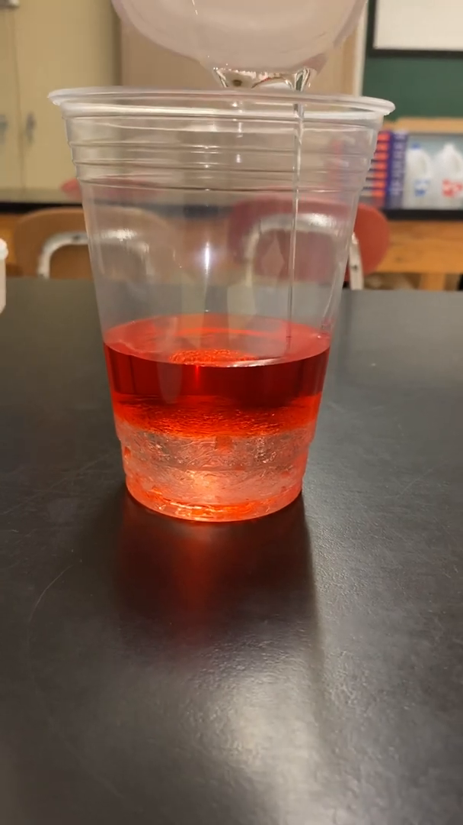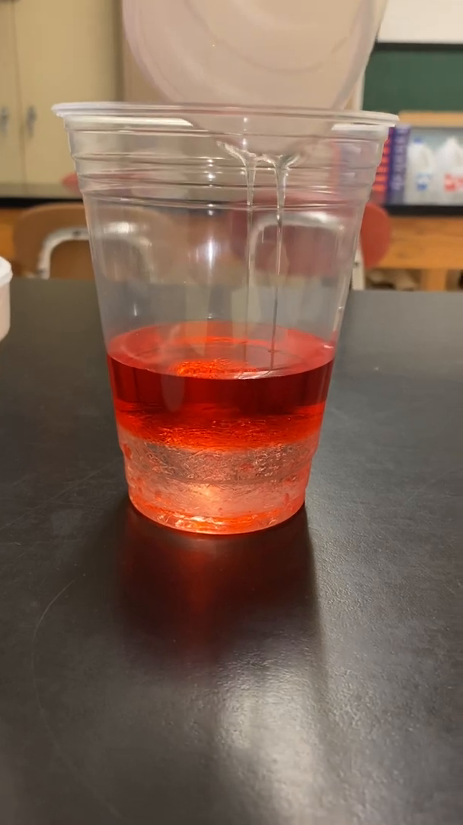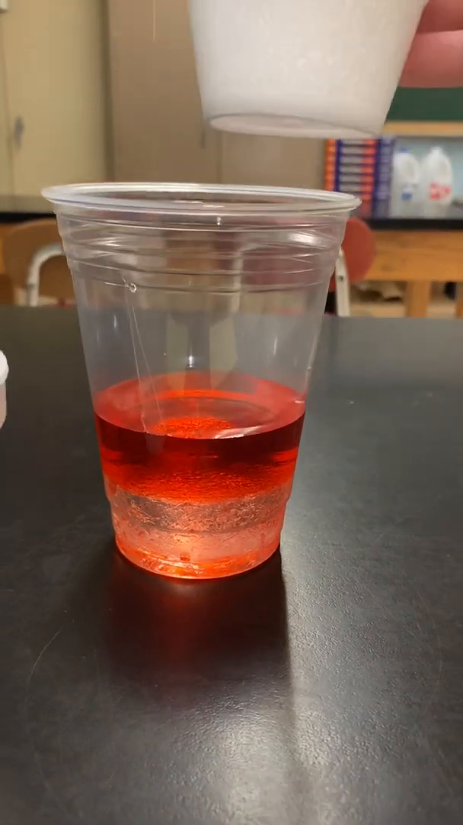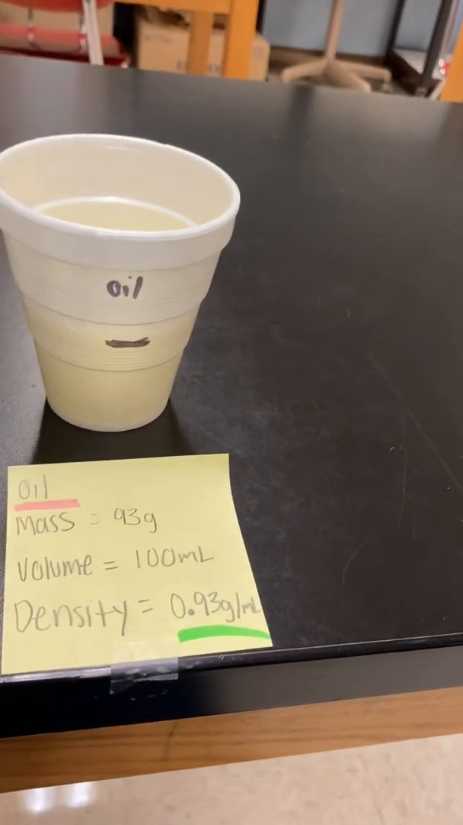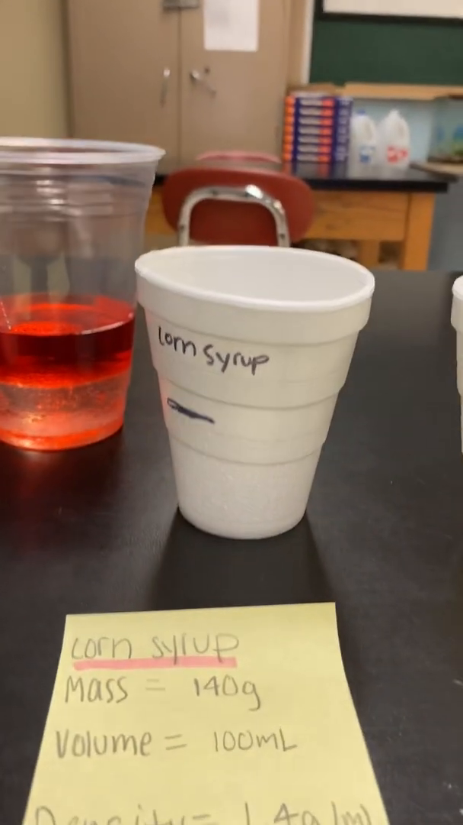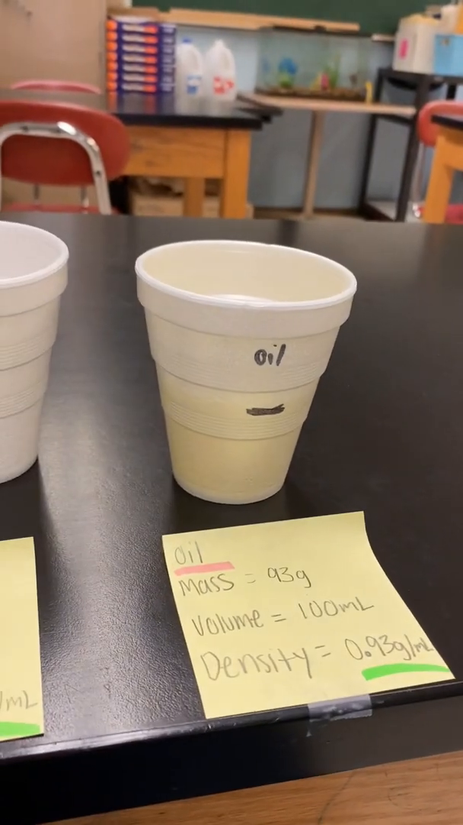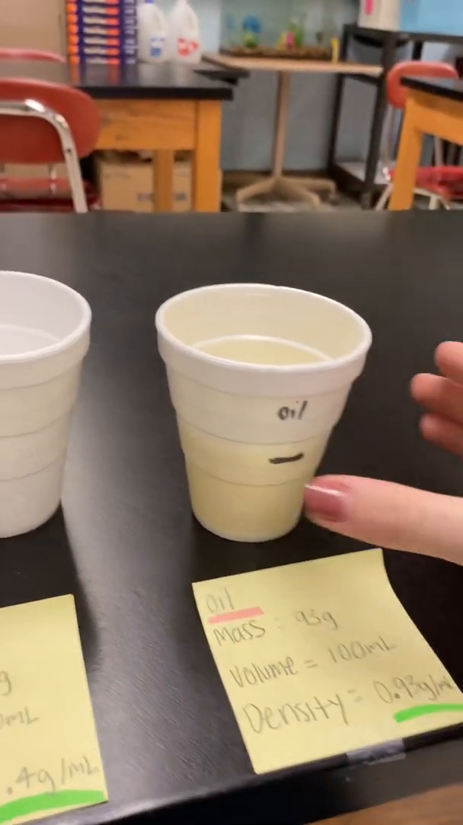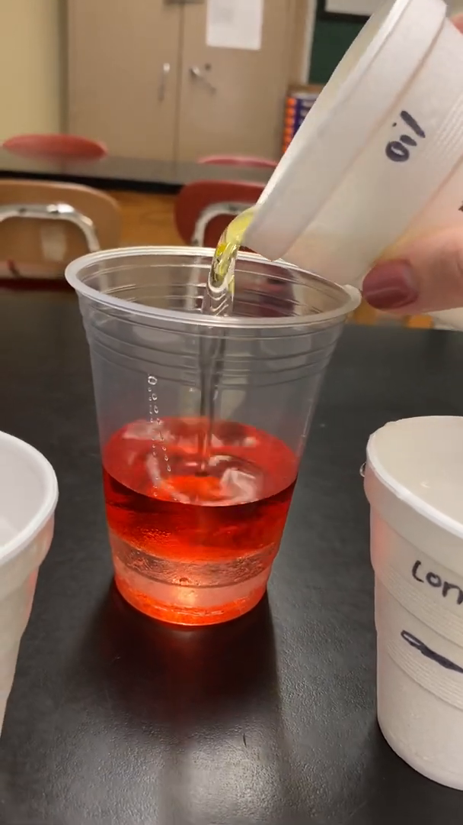You can see the corn syrup is kind of going to the bottom and that water is sitting on top, even though I poured the corn syrup in afterwards. Okay, and then my last one here has a density of 0.93. So based off of this observation, the corn syrup has a higher density than the water. The oil has the lowest density out of all three. So we should already have a slight prediction of what's going to happen when I pour this 100 milliliters of oil into this cup. So let's see what happens here.